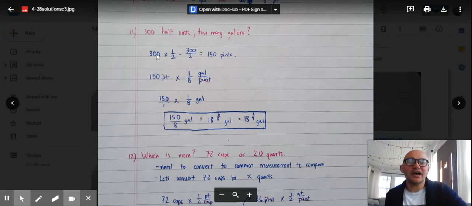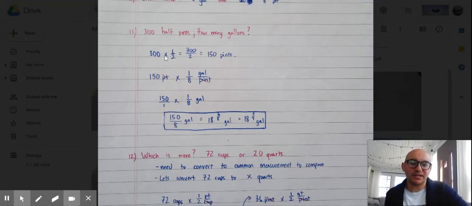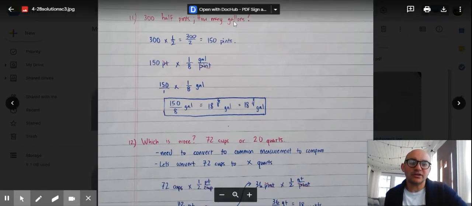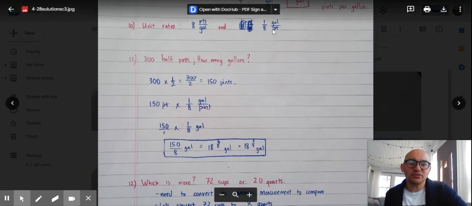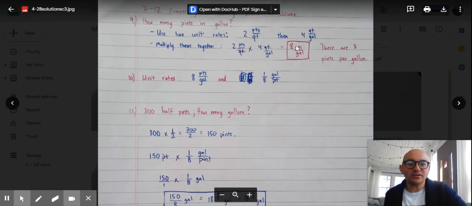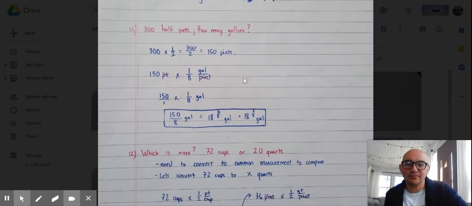Wait a second. A half pint, well, if there are 300 half pints, then there are 150 pints. And of course, we just get that by multiplying 300 by 1/2. So there are 150 pints of milk. And now I'm going to convert 150 pints to gallons. I'm going to do that using the unit rate of 1/8 of a gallon per pint, which is the unit rate I found on number 10. And I found that by solving problem number 9. So if you'll notice, these are all connected. That's kind of the point.